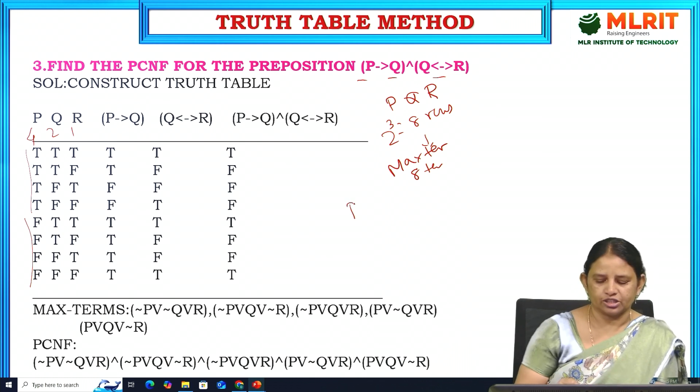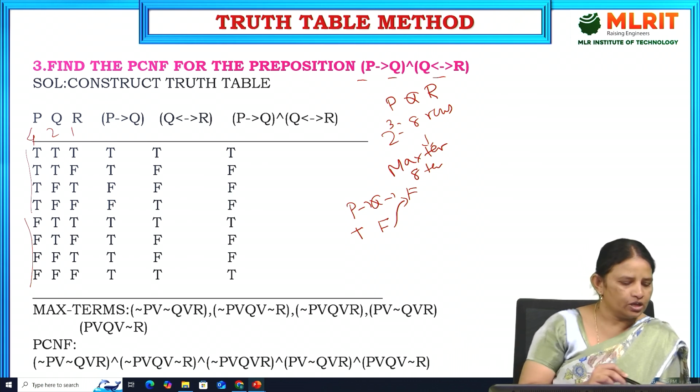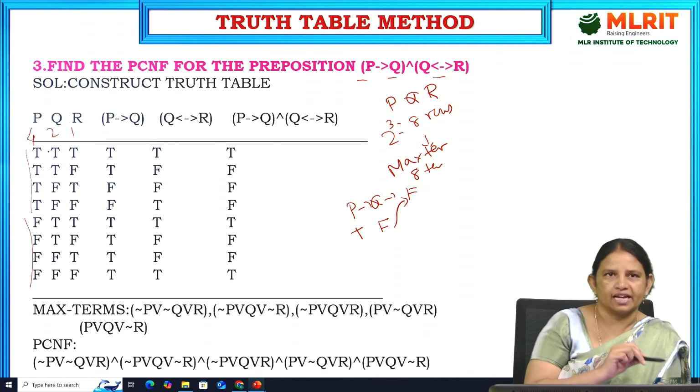P implies Q returns false if the first proposition is true and the second proposition is false. For all the remaining cases, it returns true only. So that is P implies Q. Concentrate on the first column as well as the second column.